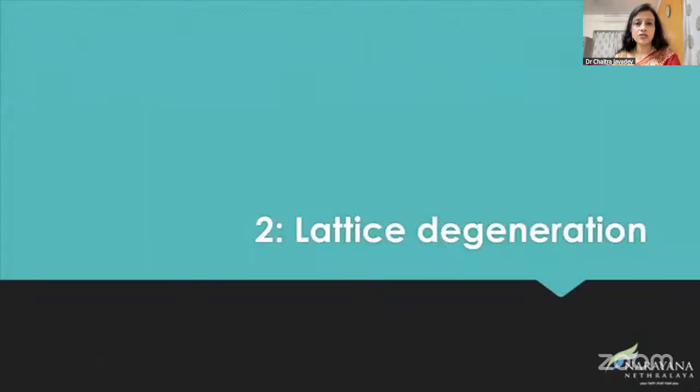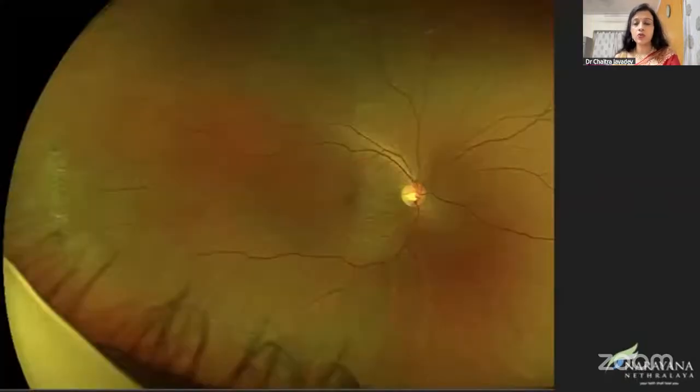Now, coming to lattice degeneration, there is retinal thinning with loss of neurosensory layer. The vitreoretinal adhesion at the margin of the lesion can also be seen. This is one of the most common peripheral retinal degenerations that we see, and it can be seen even in those without any predisposing conditions. In 6 to 8% of the general population, we see retinal lesions such as lattice degeneration.